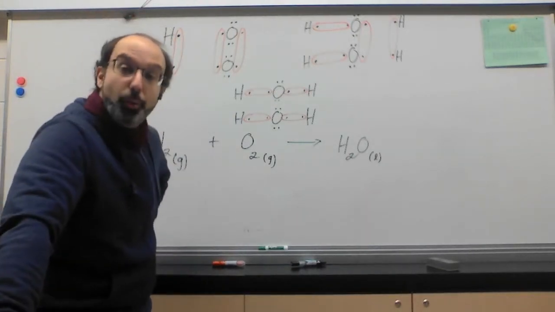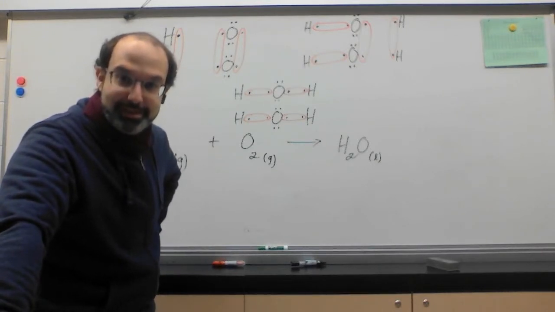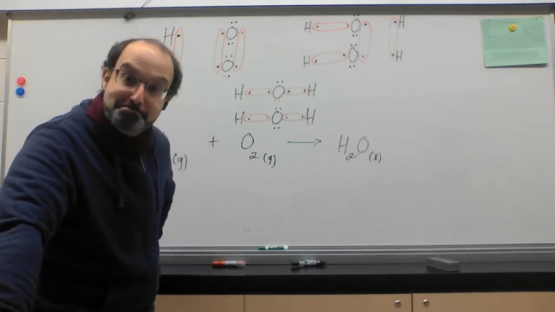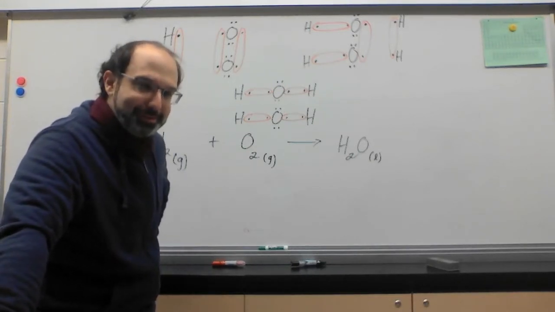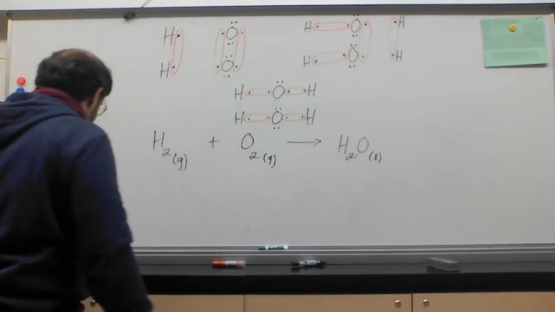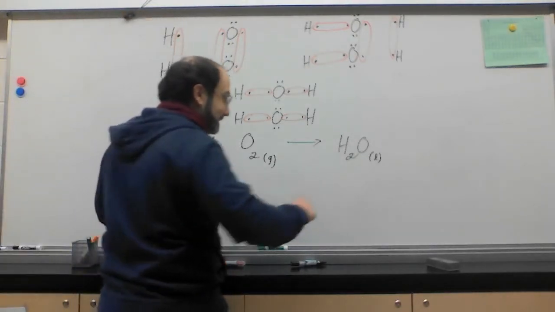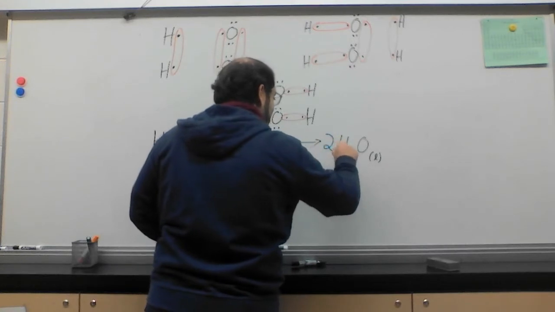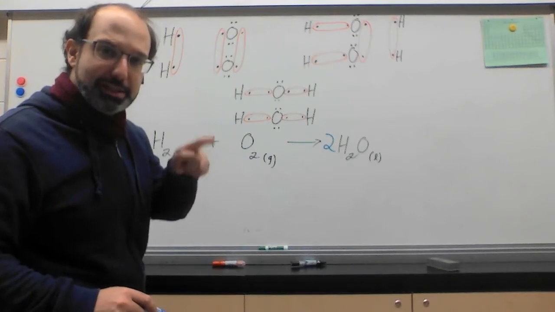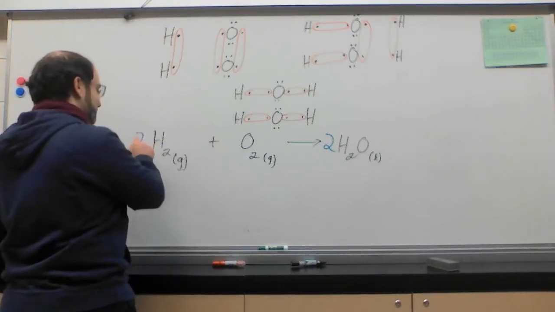But we didn't just make one water, did we? We made two waters. And those two waters aren't connected. Do we remember how that works? Can we put that together? Why, if they're not connected, but there's two of them, I put a coefficient in front. I made two waters with, let's see, one oxygen, but two hydrogens.